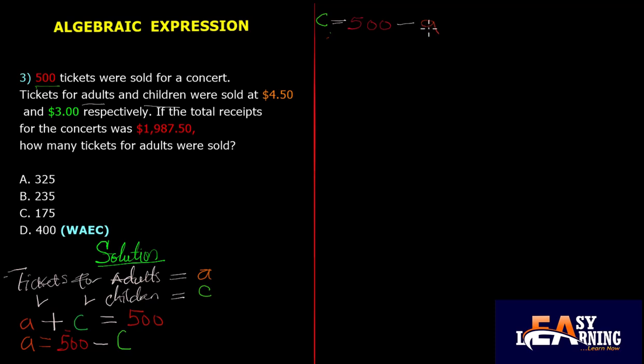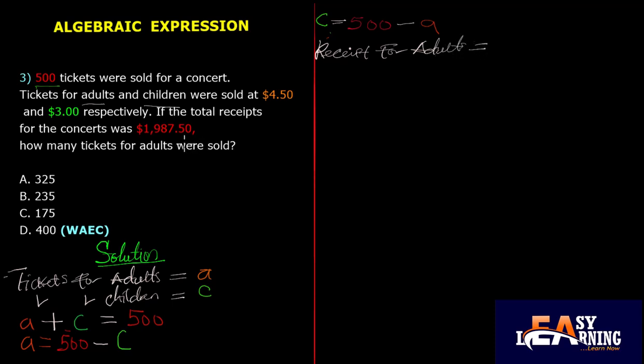Okay, but that's not what we are asked to find. We are just trying to bring down some very important things that will help us in our solving. Another thing that we need to know is the total receipts for adults. So you can just write here receipts for adults.